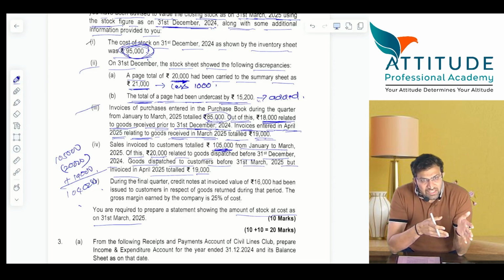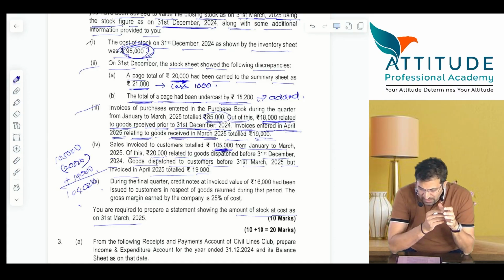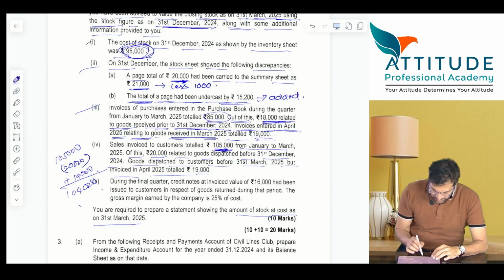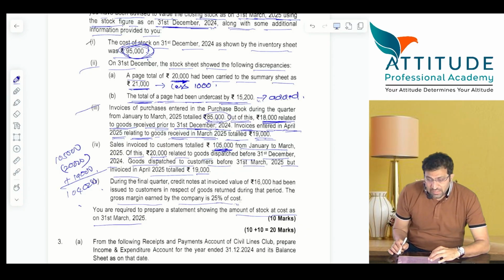verification is done on 31st December 2024. Right there. Less cost of goods sold. I'll show you the calculation, how to do it. Look at the profit percentage here. During the quarter, credit note invoice 16,000 has been issued to the customer in respect of goods returned during that period. The gross margin earned by the company is 25% on cost. 1/4 on cost is 1/5 on sales.